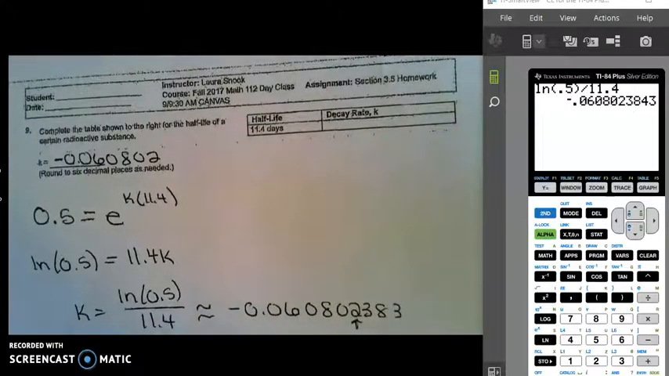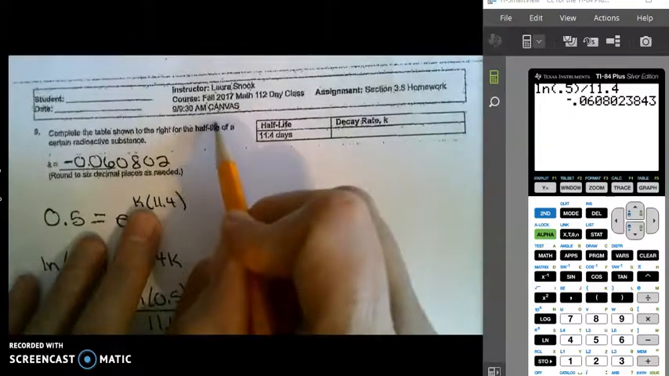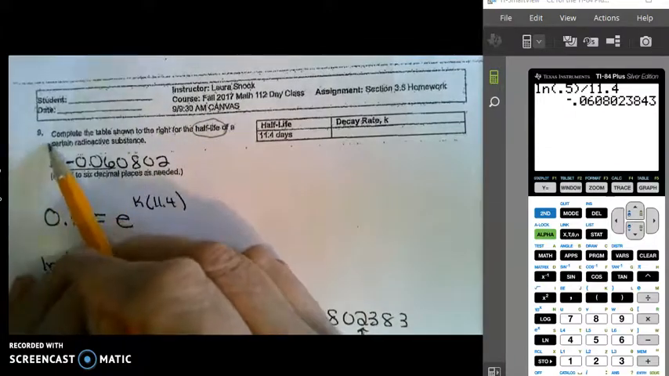Hi, I'm going to do an example of decay rate. I'm going to do a half-life example. This is one from the homework. It's number 9 in the homework.